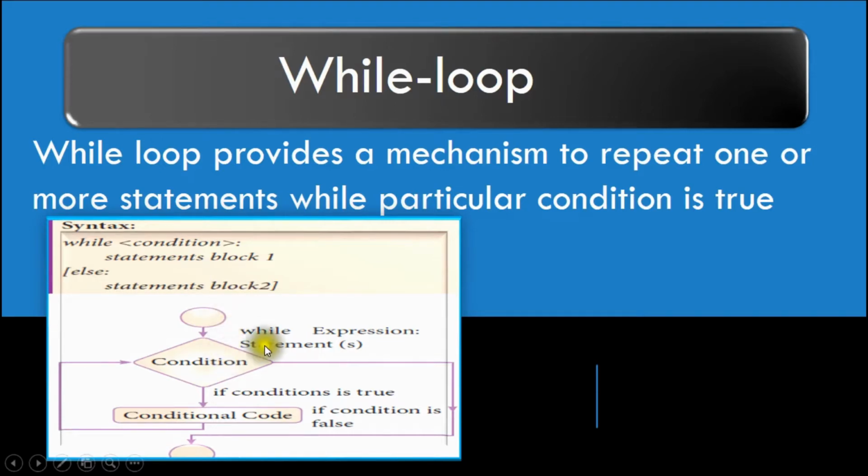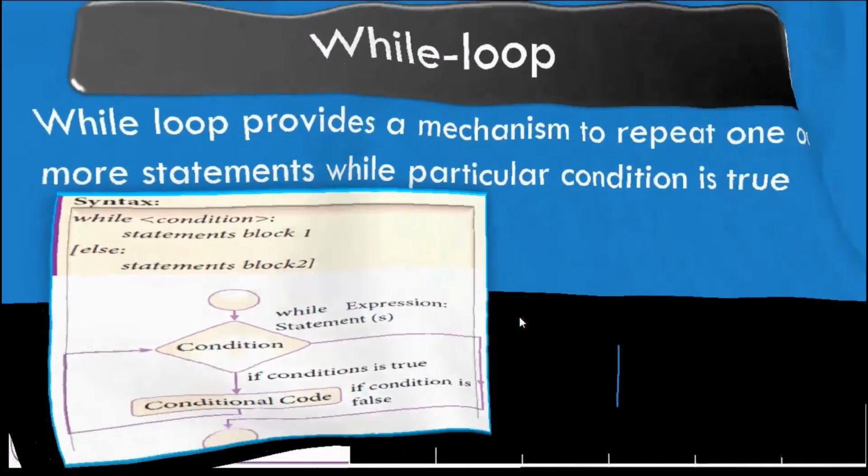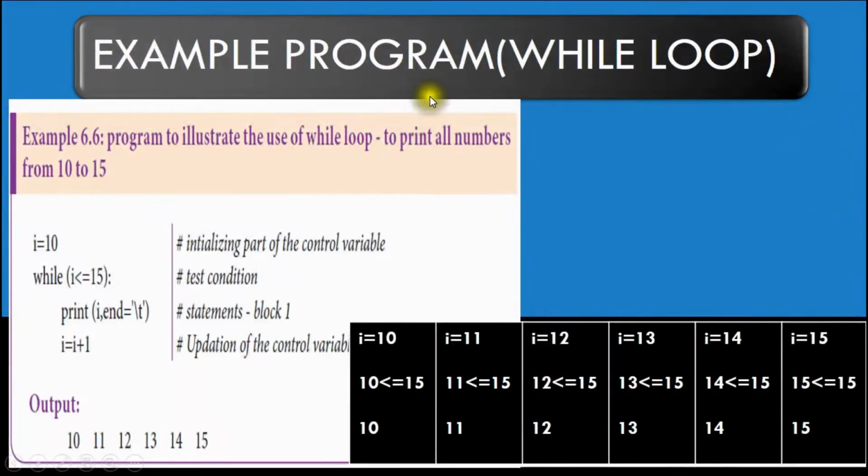In the block diagram, check the condition of the while expression. If it is true, you will execute the body of the statement. Otherwise, you will come out of the loop. Then, example program for while loop.